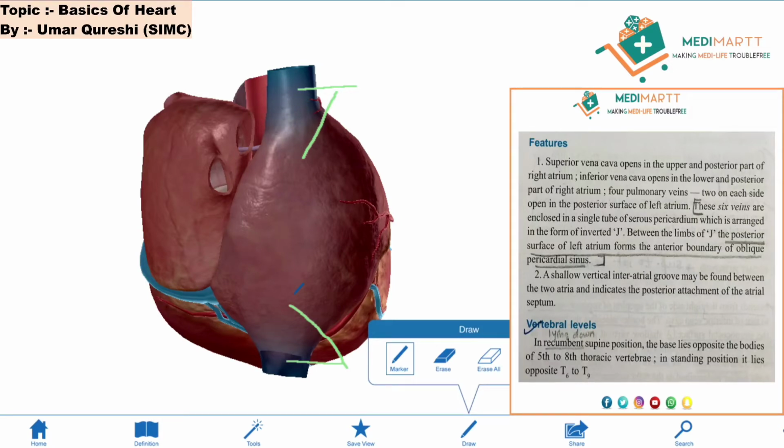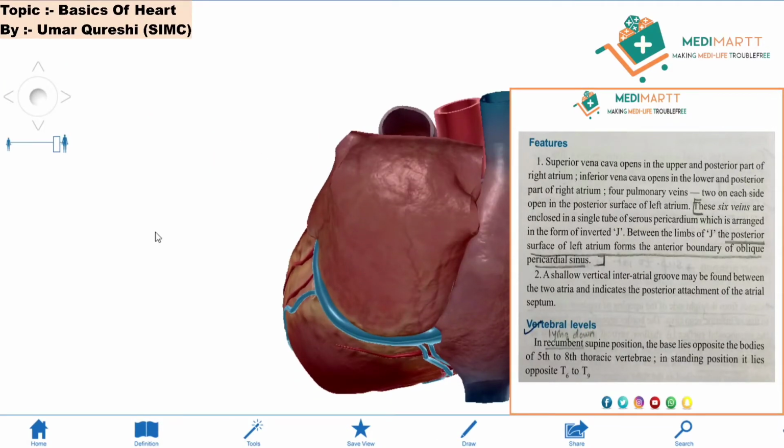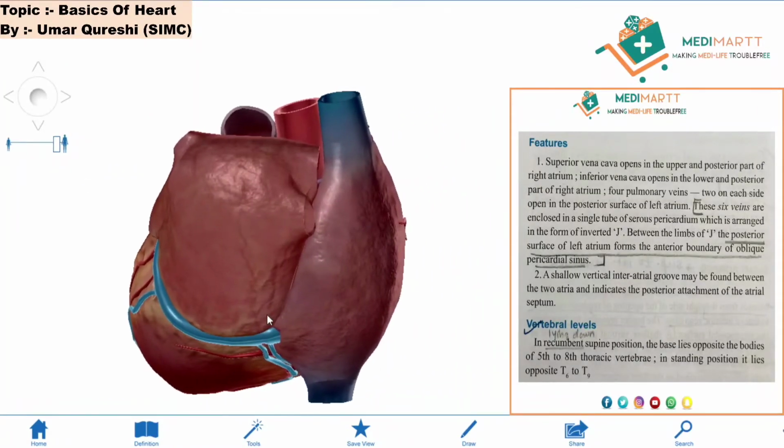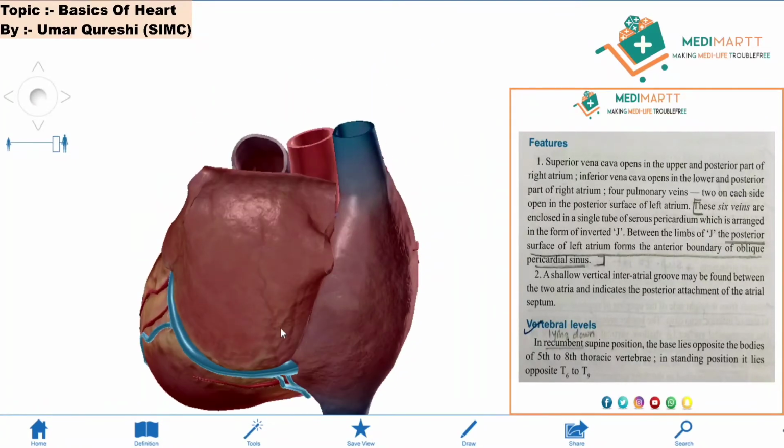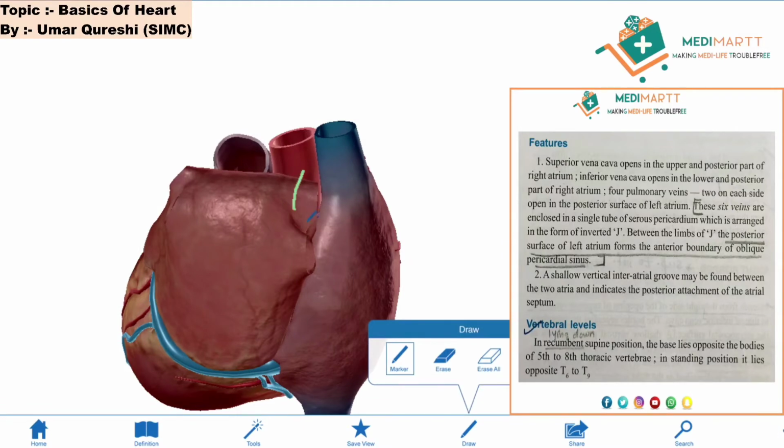Then the next point is 4 pulmonary veins, 2 on each side. Let's see where these 4 pulmonary veins are. Basically you can see that these are the 4 pulmonary veins. This is a pair of pulmonary veins, and this is also a pair of pulmonary veins. So 4 pulmonary veins, 2 on each side, here 2 and here 2.